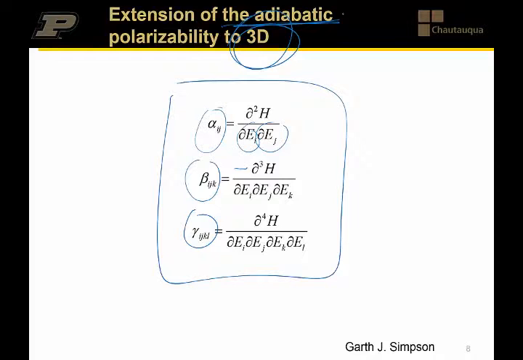So this definitely applies in the limit of DC fields, but even in the limit of electric fields that are much lower in energy than any of the electronic resonances in the molecular system, the adiabatic polarizability is a reasonably good approximation.